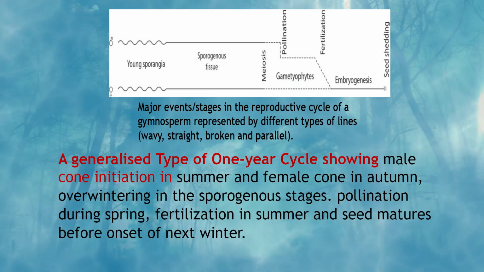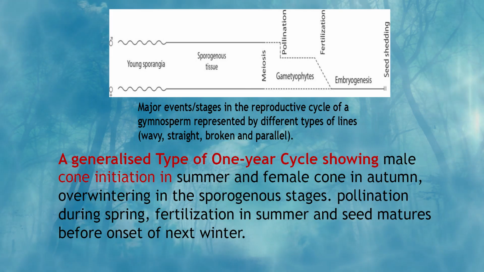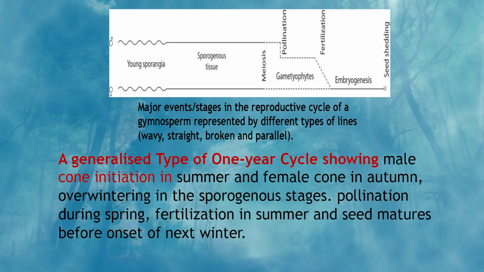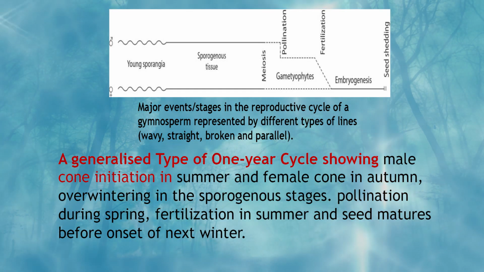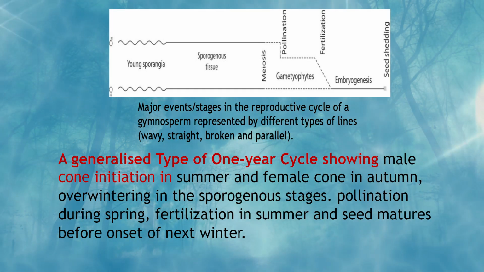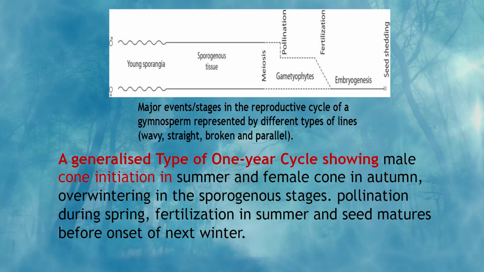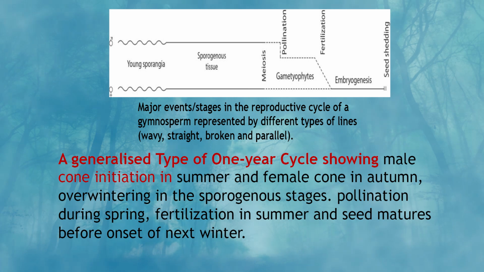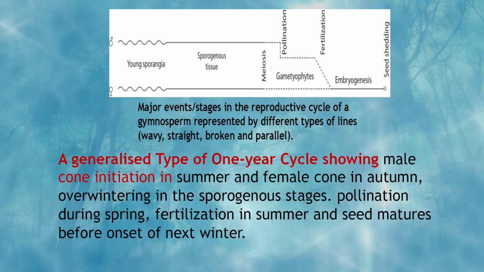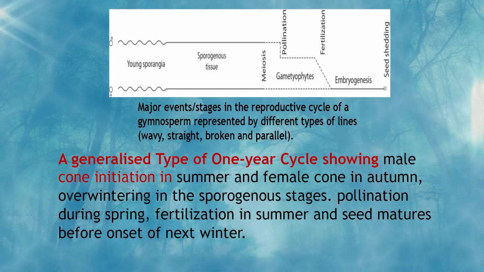A generalized type of one year cycle is shown here. Male cone initiation starts in summer, female in autumn, overwintering in the sporogenous stage, pollination during spring, fertilization in summer, and the seed matures before the onset of the next winter. So, this is the one year type, but they have two year and three year types also.